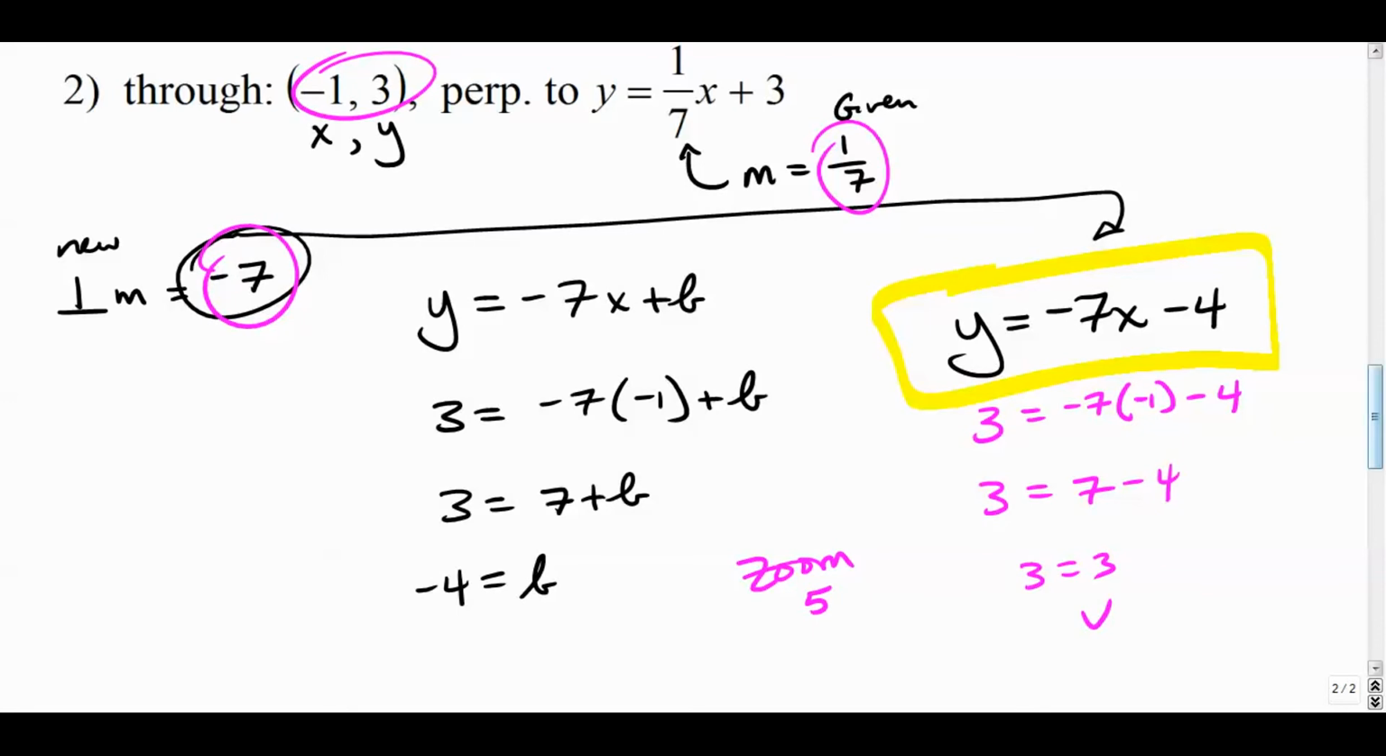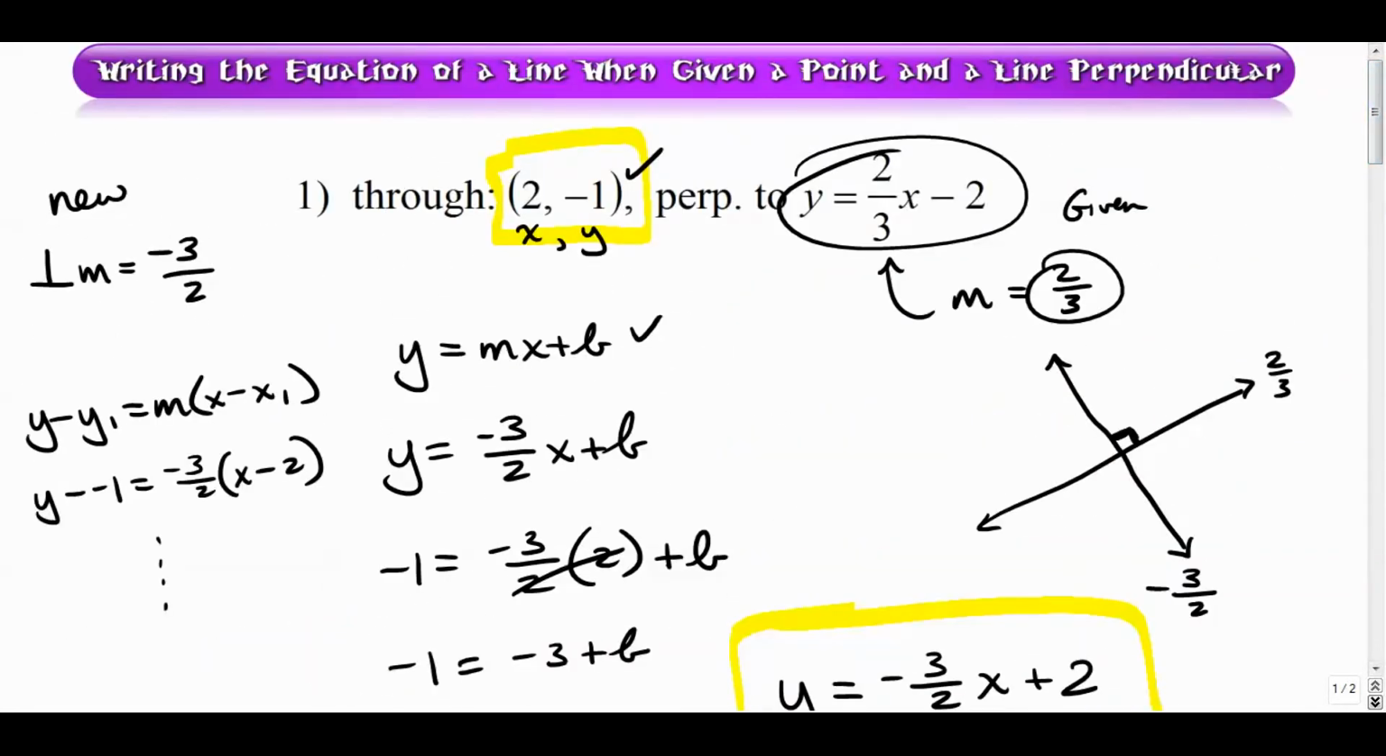So there you go, 2 examples on how to write the equation of a line when given a point and a line that is perpendicular to it.